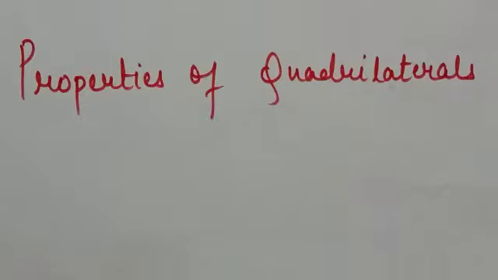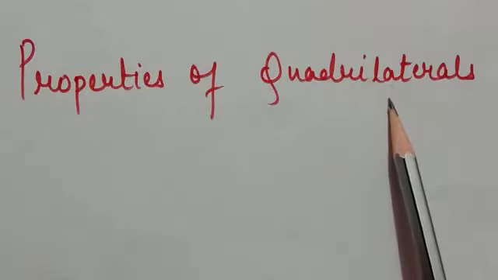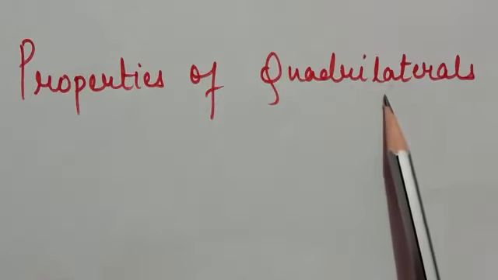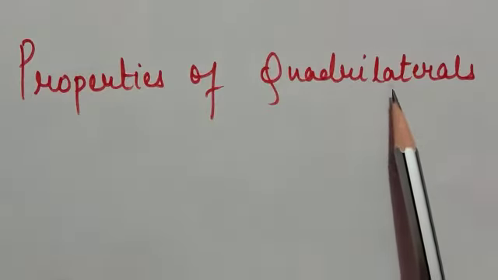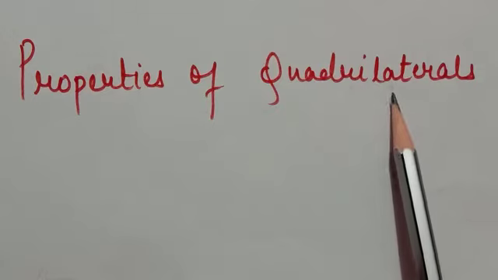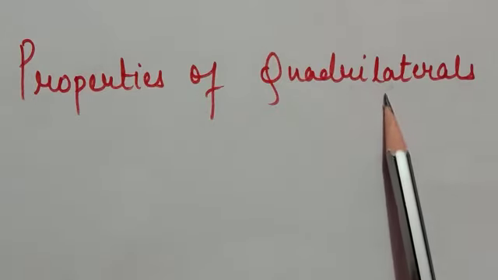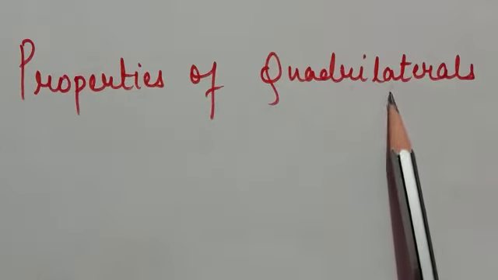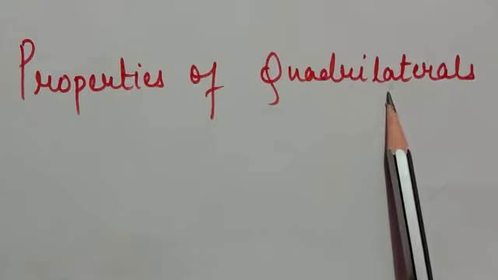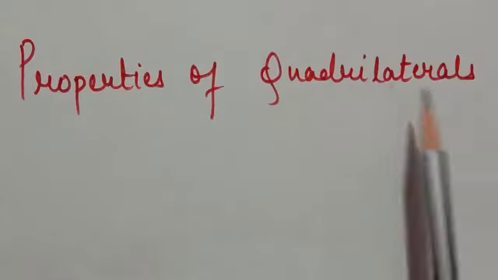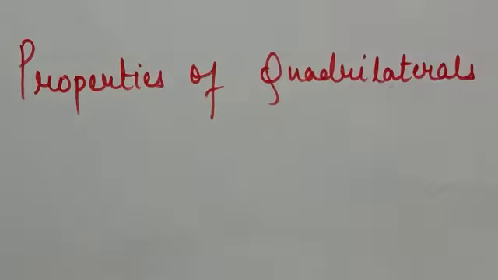In this class, we will discuss properties of a quadrilateral. We have so many different types of quadrilateral. First of all, what is a quadrilateral? A quadrilateral is a four-sided polygon, or we can say that the area enclosed by four line segments in a plane is called a quadrilateral. So we will start our lecture with the first quadrilateral, which is the parallelogram.